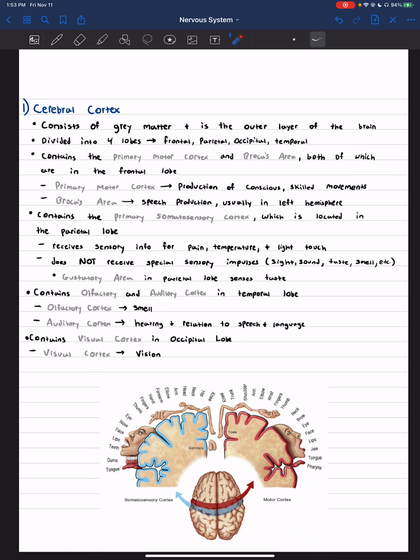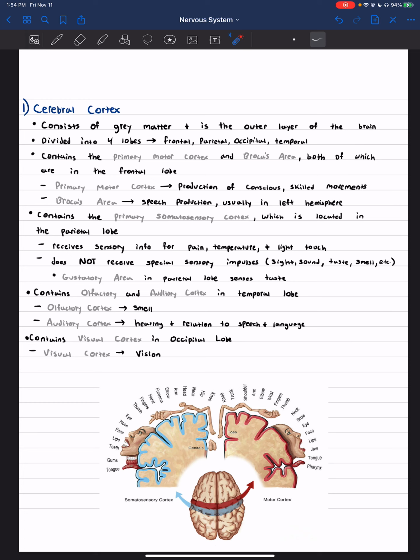So kind of helps, but we've also got the primary somatosensory cortex, which is in the parietal lobe, and this receives sensory information for pain, temperature, and light touch. It does not receive special sensory impulses such as sight, sound, taste, smell, hearing, etc. So your primary somatosensory cortex is just sensory information for pain, temperature, and light touch.